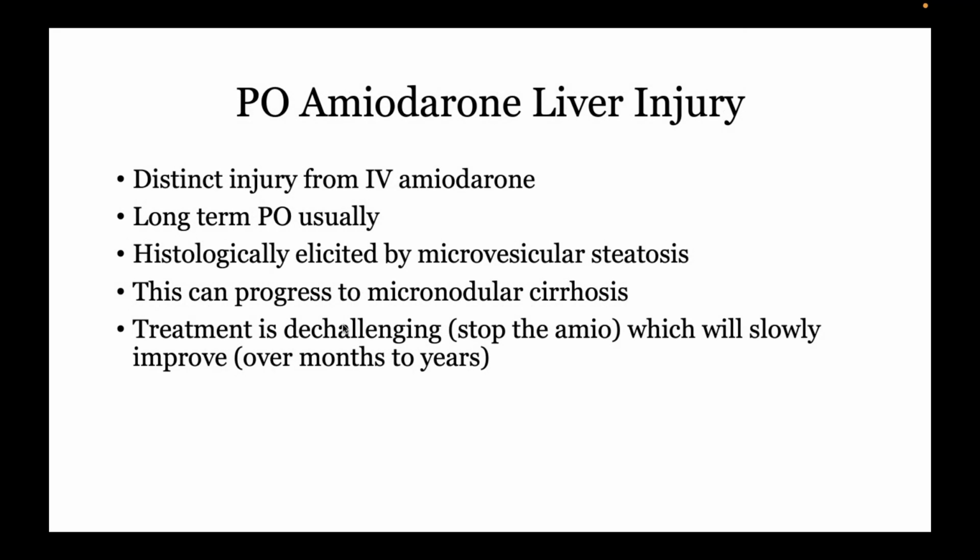This really happens in the long term. It's a chronic toxicity and mainly manifests histologically by microvesicular steatosis that is slowly developing. It's not acute microvesicular steatosis. It's slowly progressive microvesicular steatosis that eventually can lead to micronodular cirrhosis. The challenge is that the treatment is de-challenging the medication, stopping the amio, and this sometimes takes years to improve, because it's a slowly developing injury that takes years to develop.